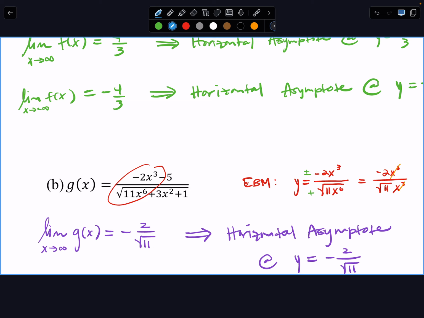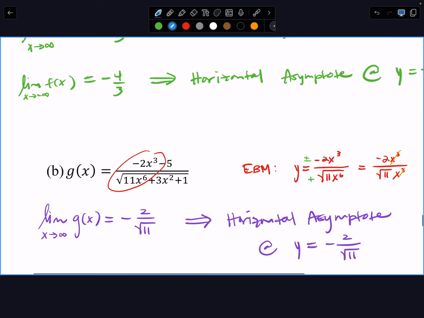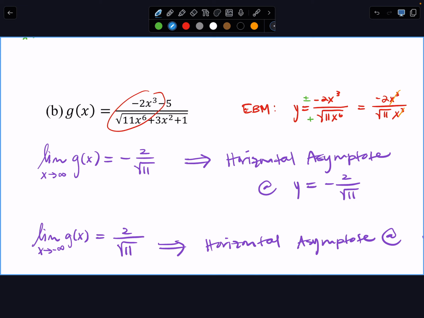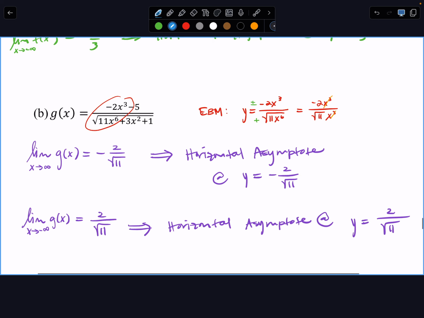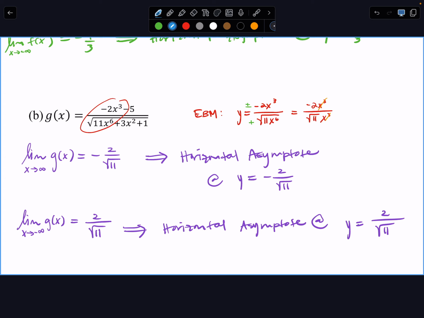And then as x approaches negative infinity, well, when you cube a negative number, you get a negative number. And then when you multiply by a negative number, you would get a positive number. So a positive divided by a positive would be a positive. So positive 2 over root 11, meaning there's a horizontal asymptote as x approaches negative infinity at that horizontal line. Questions?